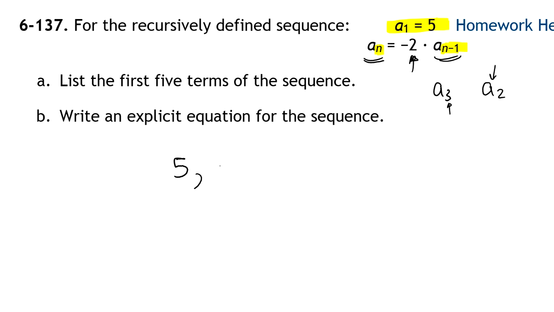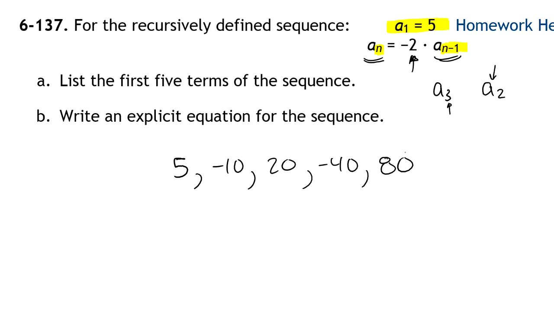So doubling that and taking the opposite of it would make a -10. And then the next one, still doubling and taking the opposite, would take me to 20. Doubling and taking the opposite would take me to -40. And then the fifth term in that sequence should be +80.